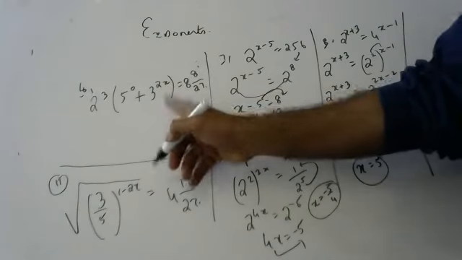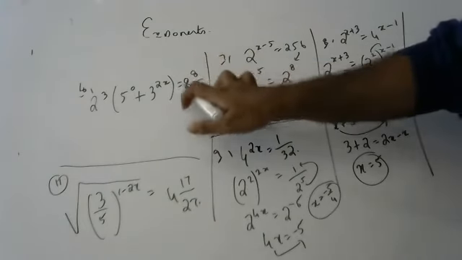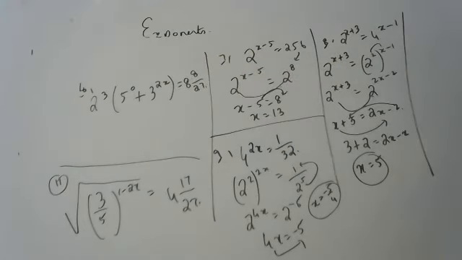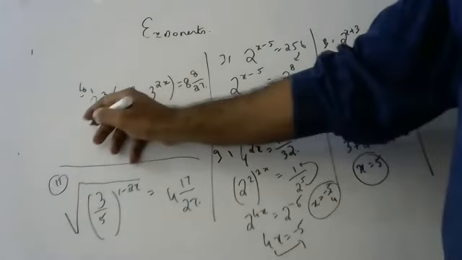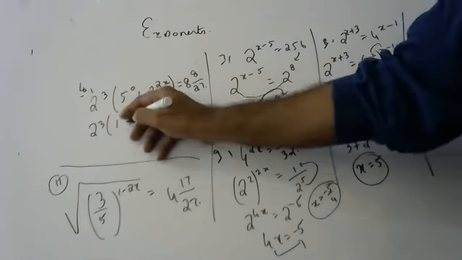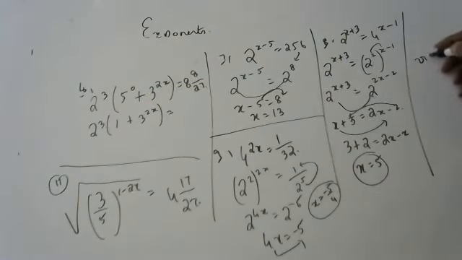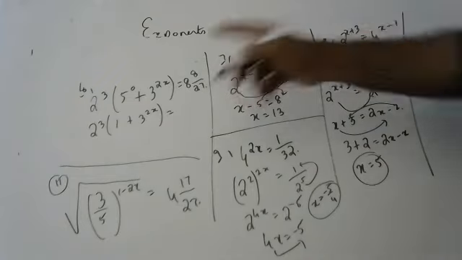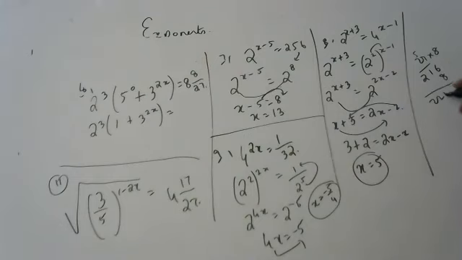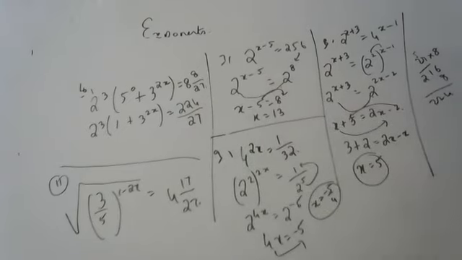Who will tell this sum? Nandika will tell. Nandika, can you tell this sum? Yes, sir. 2 to the power of 3, 1 plus 3 to the power of 2x. 27 into 8, 8 sevens are 56, 8 twos are 16, 216. 216 plus 8 is 224. So you'll get 224 by 27.